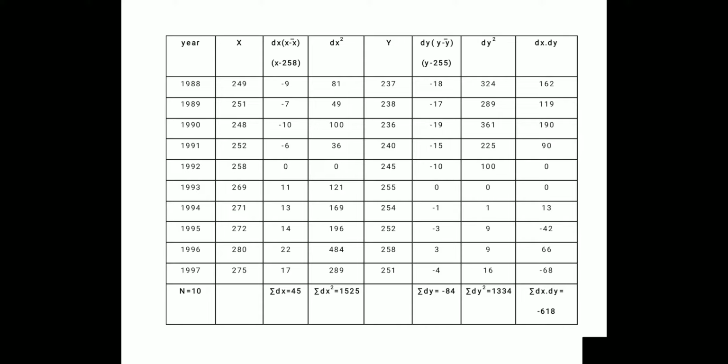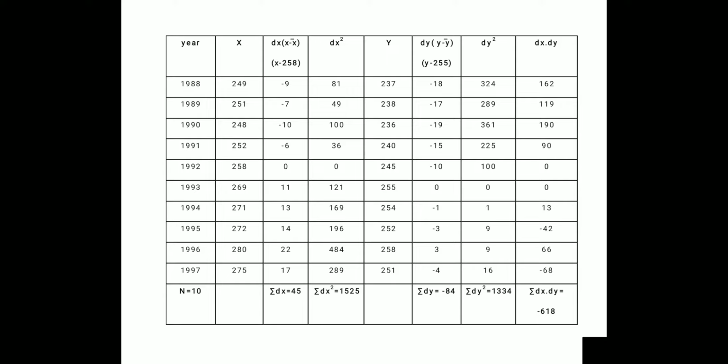Minus 9 is the deviation of x in the year 1988, right? And the deviation of y in the same row is minus 18. We multiply both the values, that is minus 9 into minus 18, which gives us 162. In the same way, all the corresponding values of dx and dy have to be multiplied, and the final value, minus 618, will be obtained. That refers to sigma dx into dy.